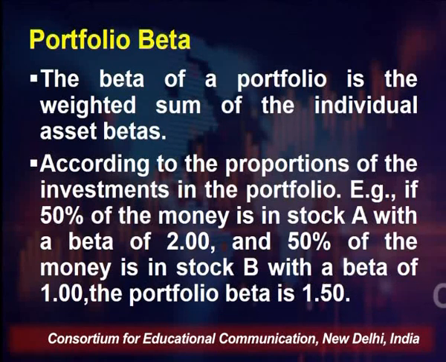That means we are going to calculate the individual betas of all the stocks in which we are investing, and then we need to do the calculation of weighted summation of all of these betas, according to the proportions of the investments in the portfolio. For example, if there is a company, say stock A, and then there is another company which is stock B, and we put 50% of our money in stock A and 50% in stock B. Stock A has a beta which is as high as 2, while stock B has a beta which is equivalent to 1. So any company which has a beta equivalent to 1 is actually representing the market.